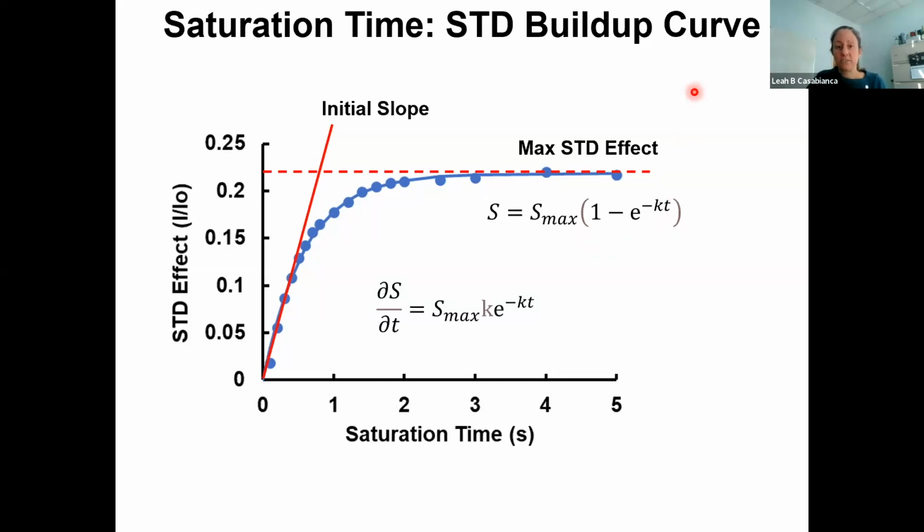We can then take the derivative and see that the initial slope, the derivative dS/dt at time t equals 0, is equal to S max times k. So obviously, if you increase the maximum STD effect, this initial slope will increase. Also, if you increase k, that means that the buildup time will be faster, so it will reach the maximum sooner, faster. That will also increase the initial slope. So either an increase in S max or k leads to an increase in the initial slope.